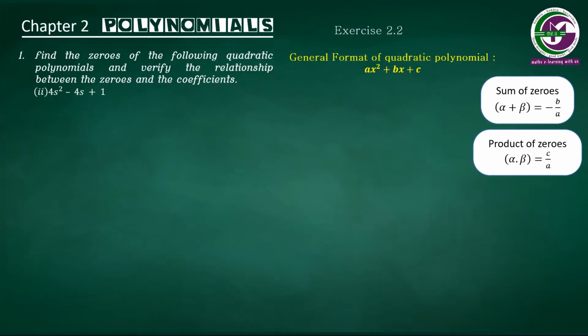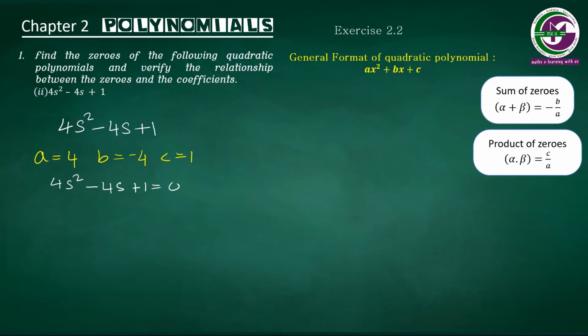Next sub question, 4s square minus 4s plus 1. Here the variable is s. It is already in the standard form. We'll find the values of a, b, c. a is the coefficient of s square, that is 4, and b is the coefficient of s, that is minus 4, and c is the constant term, that is 1. Now to find the zeros of the polynomial, we'll equate the quadratic polynomial to 0. So we'll write 4s square minus 4s plus 1 equals 0.